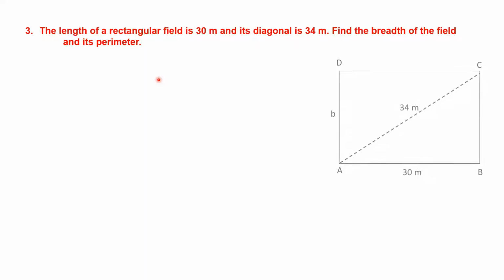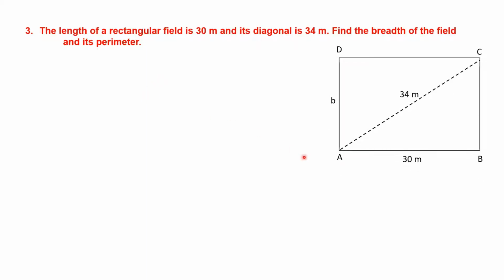So first, let me give you a figure. I've drawn a rectangle here and we have the length. I've marked it A, B, C and D to make it easier for us to understand. Now the length of this rectangular field AB is 30 meters. The diagonal is a line that goes through like this. This is a diagonal. Diagonal is 34 meters. We have to find the breadth, so we have named it B. So this is a rough figure for you to understand.